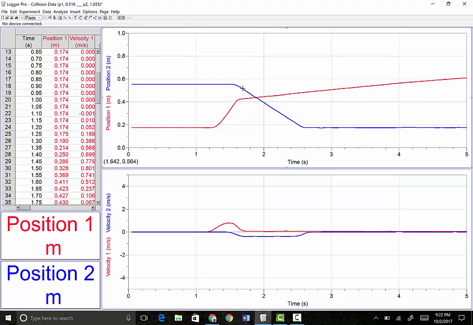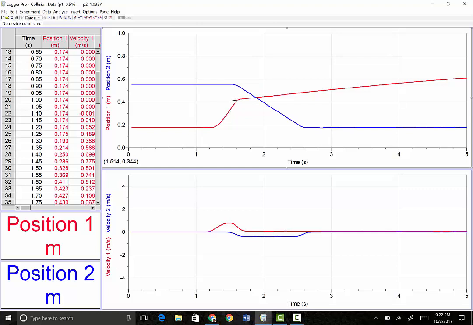So what I have here is a collision of two carts. We've got cart 1, which ran into cart 2, which is in blue. Cart 1 is in red, cart 2 is in blue. And as you can see, cart 1 ran into cart 2 with some velocity. We've got a slope on this position versus time graph.